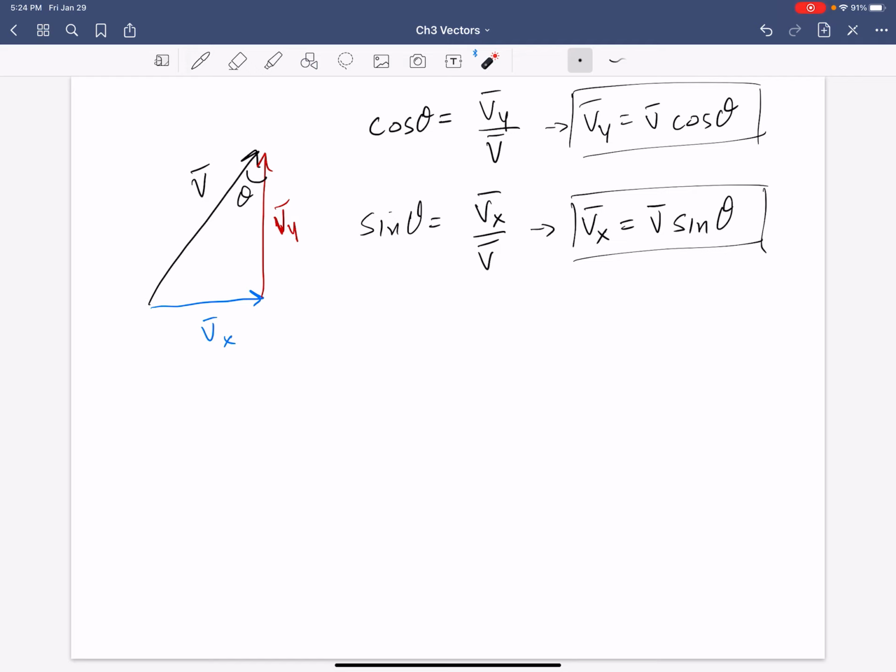So I hope this video has helped you try and write up the equations for the components of a vector, x and y, and their relation to sine and cosine.